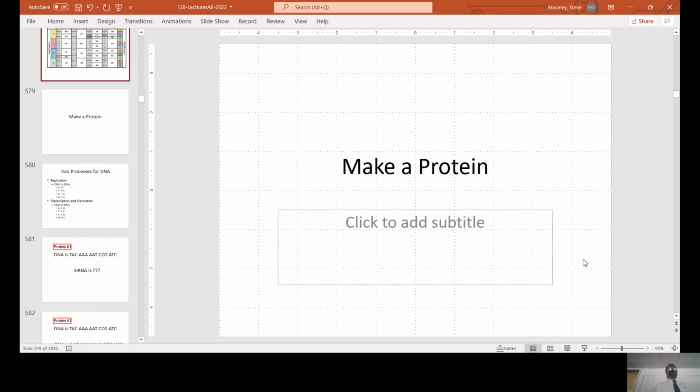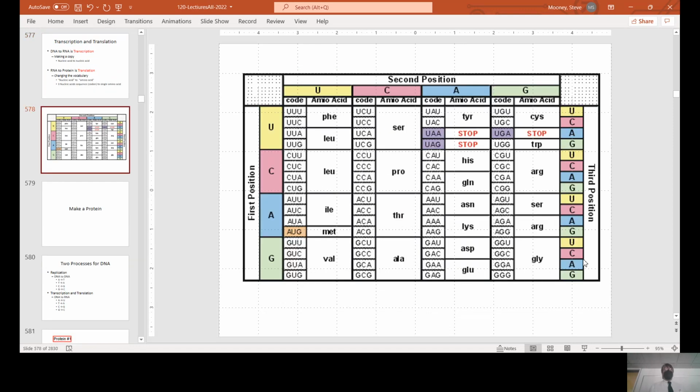So AUG, probably should have moved that closer. First letter is an A, so that means it's got to be in here somewhere. Second letter is a U, that means it's got to be in this box. Last letter is a G, so AUG is methionine. Everybody see that?